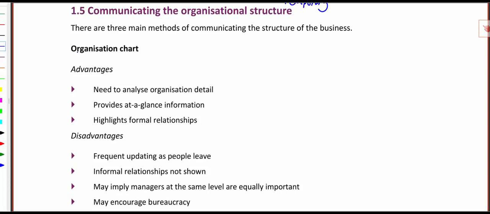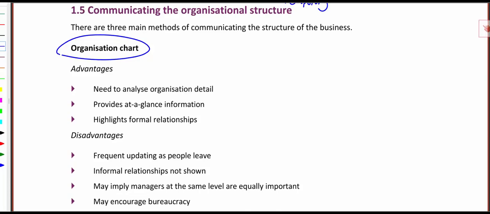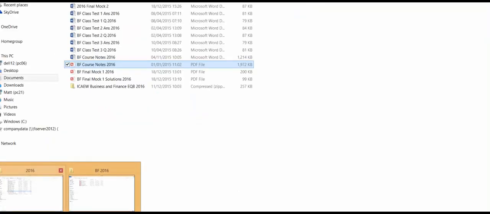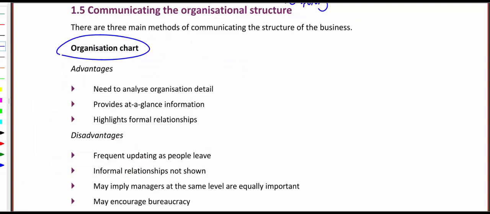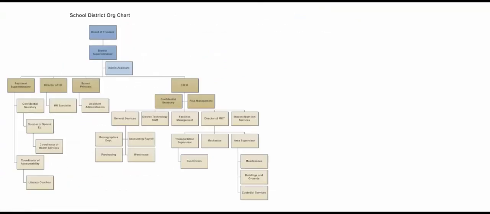The first way there, organizational chart, would be the most common. So think about how you know what the structure of your business is, and most likely it's going to be through that organizational chart. And let's have a think about what this might look like. So I've got an example here of a school organizational chart. So you can see right at the top there, you've got your board of trustees. This is obviously an American school, district superintendent, admin assistant, and then it works all the way down through the different departments. And it just gives everyone a good idea of where they fit.